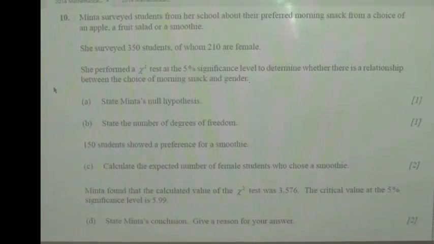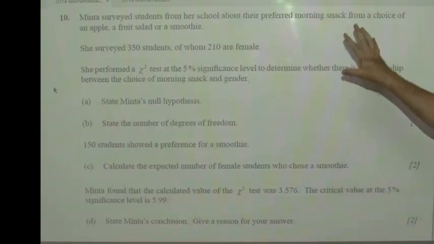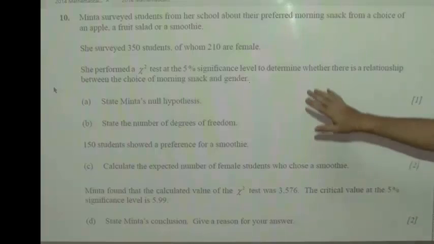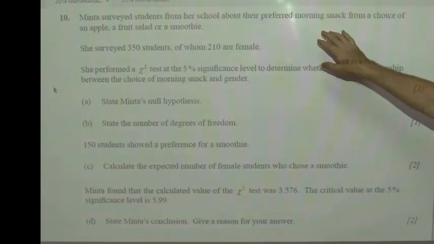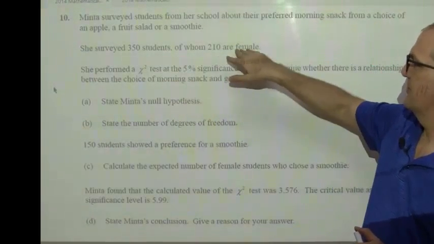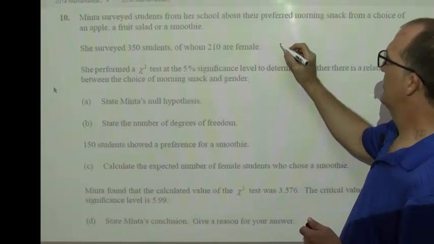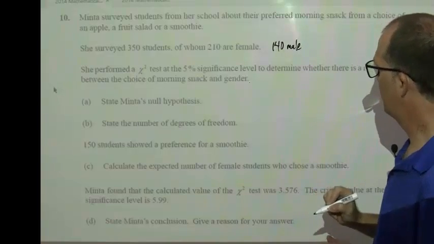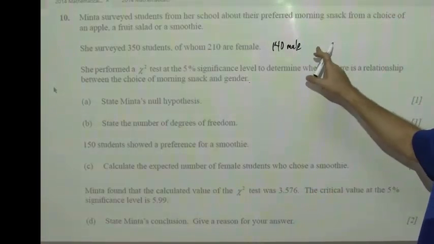This is a chi-squared problem, and you can see that they are not making things as straightforward and easy as they have in the past by essentially giving you pieces of information and not necessarily a table to work from. And so we have a survey about your preferred morning snack, choice of apple, fruit salad or smoothie, and she surveyed 350 students, 210 were female, so right away that should tell me that 140 were male. That might be useful, not sure, but here we go.